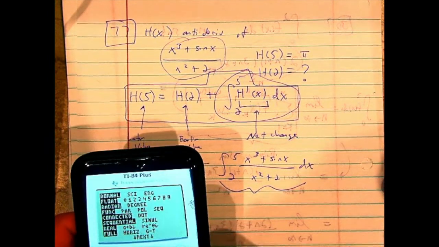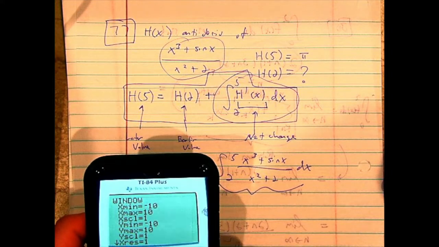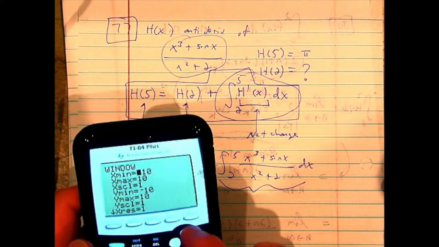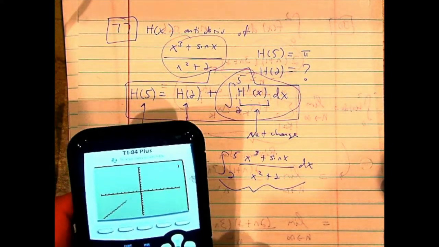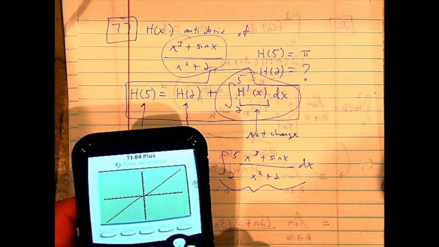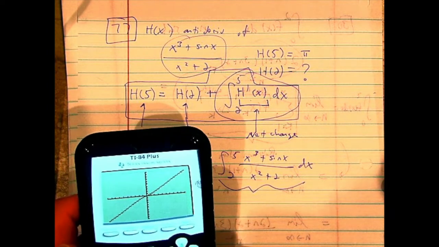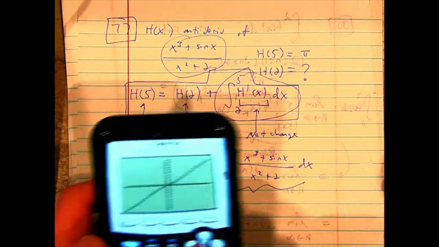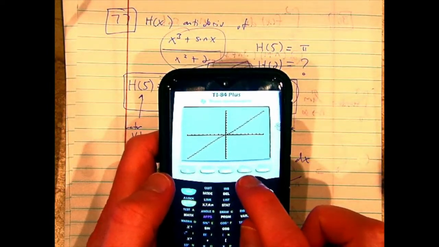And I'm just going to take a look at the window that I'm on. Looks like I'm on the standard window right now. So I'm going to go to the graph. Here's this function. And we just need to compute the area under the curve from 2 to 5, which is done by going into the calc option.